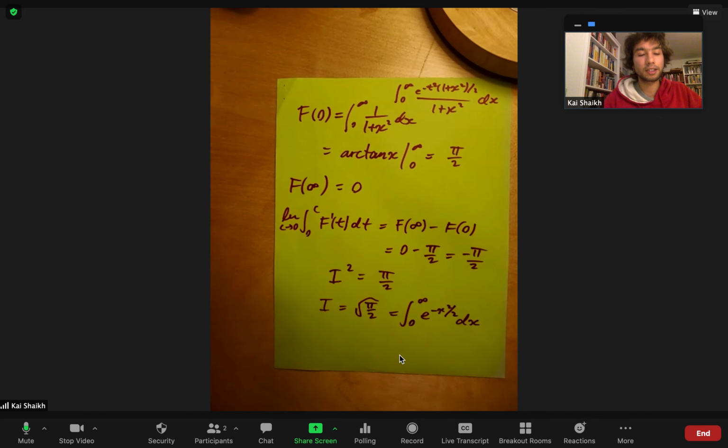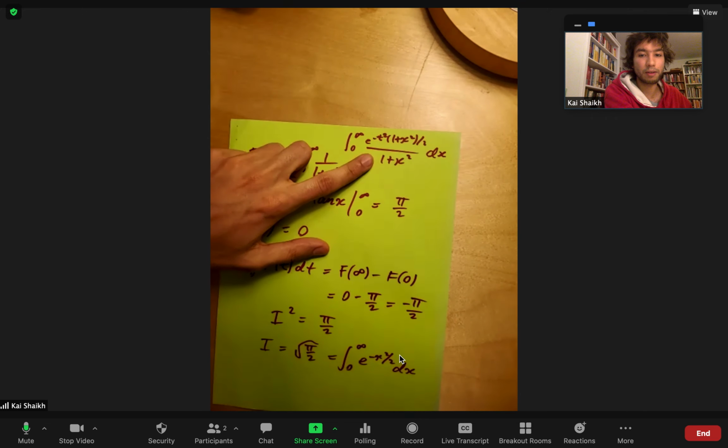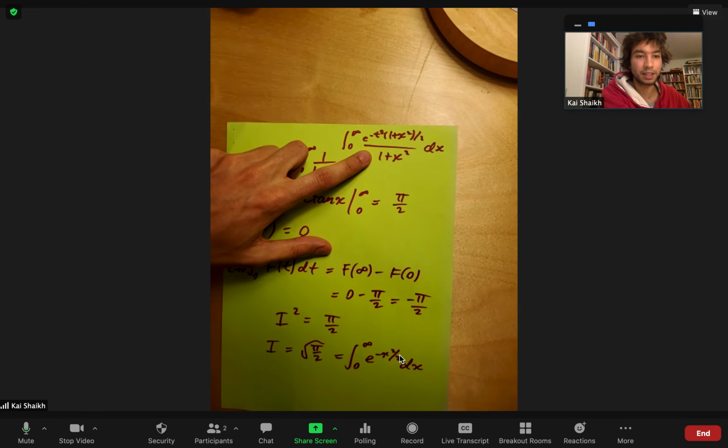I think this is a nice alternative to the usual approach. If you're not familiar with the usual approach, it's just using a change of variables to polar coordinates. We introduce some variable y, do something with the Jacobian, and calculate I squared. This gives a clever alternative. Of course, you might not have thought of this, which is maybe the one issue we should worry about.